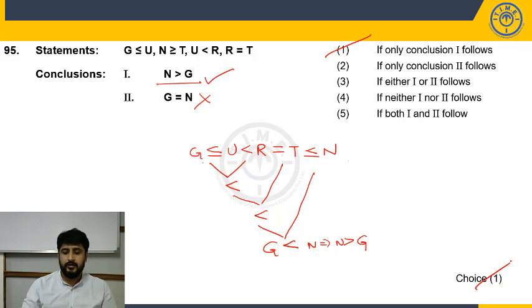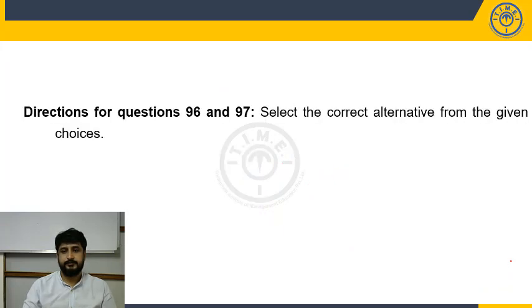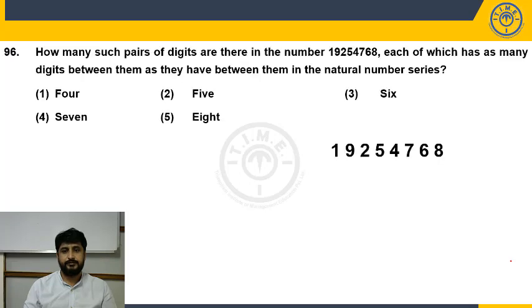Okay. Now move to the next question. Miscellaneous questions. How many such pairs of digits are there in the number 19254768, each of which have as many digits between them as they have between them in the natural number series? Natural number series means 1 to 9. Okay, let's count starting from 1, because here the number of gaps should match with the natural number series.